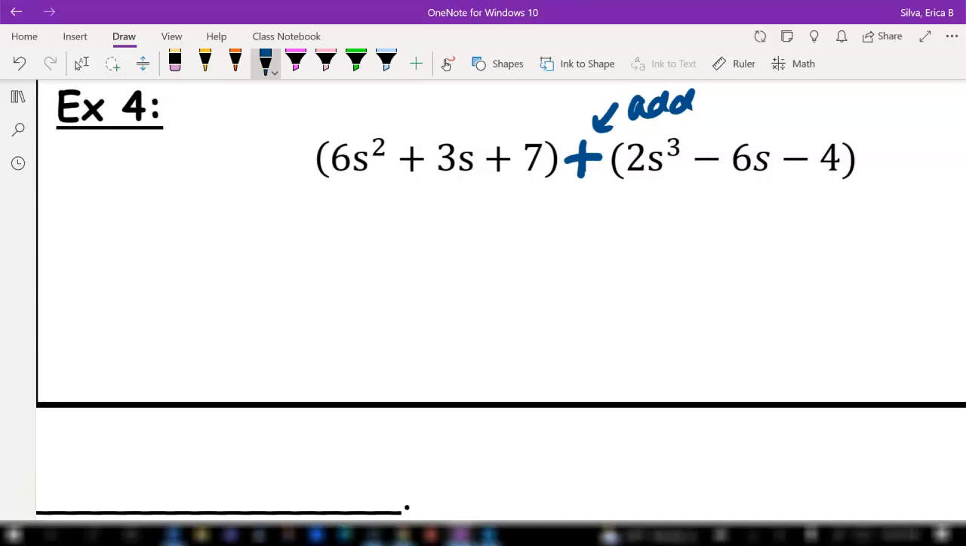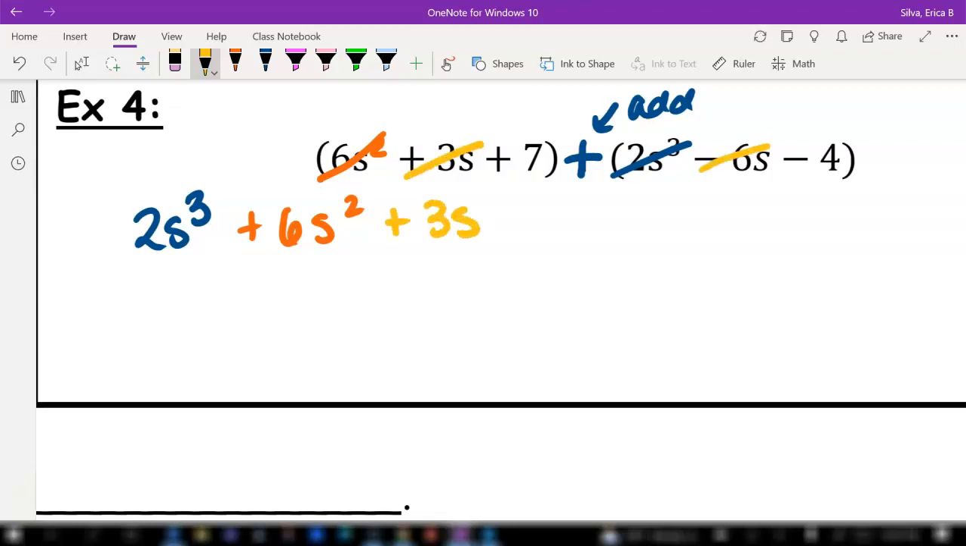We'll start with 2s squared, but if you notice, this one has a higher exponent, so let's write that one first: 2s to the third power. Now there's nothing else to combine it with, so let's go on to the next term that has s to the second power. So we have 6s to the second power. There's nothing else that has s to the second power, so let's continue with positive 3s, and its like term is negative 6s. And then finally we have positive 7, and its like term, negative 4.